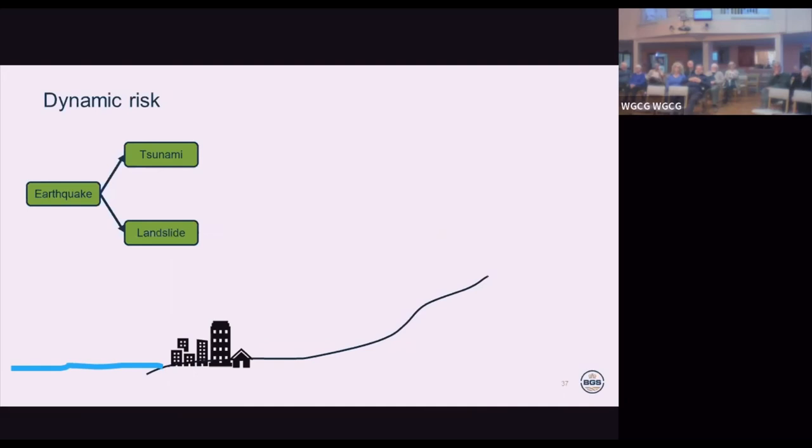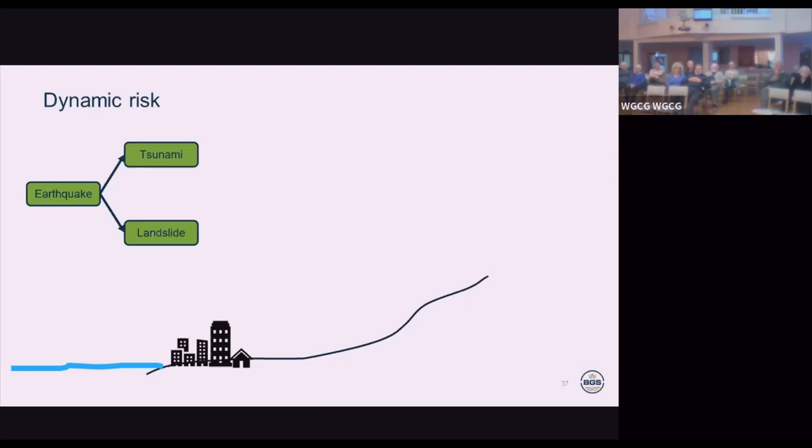Why does it matter to us as people? I'm going to illustrate that with a simple example. Imagine this as a city, a city anywhere in the world, by the sea. Many big cities are by the sea because the sea is a good source of transport. And often, sadly, they are also in earthquake zones.